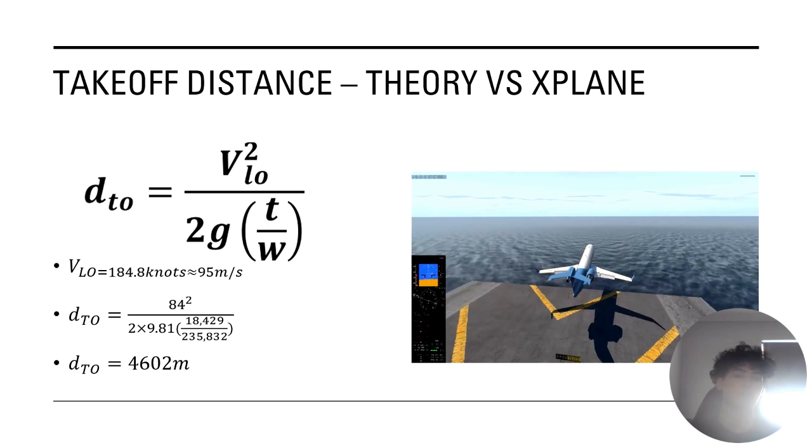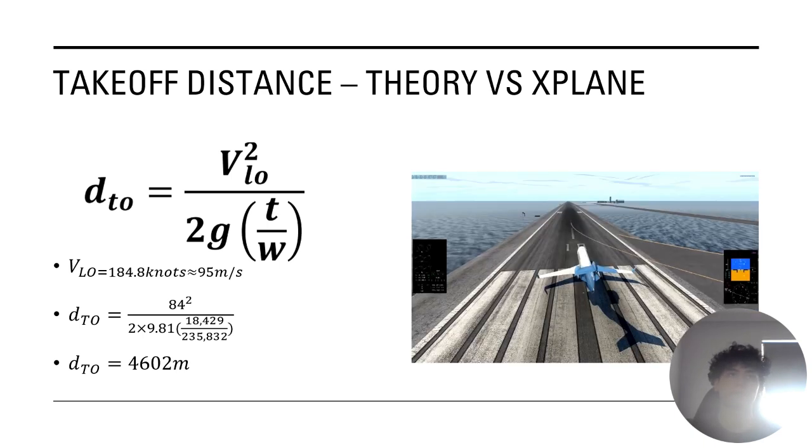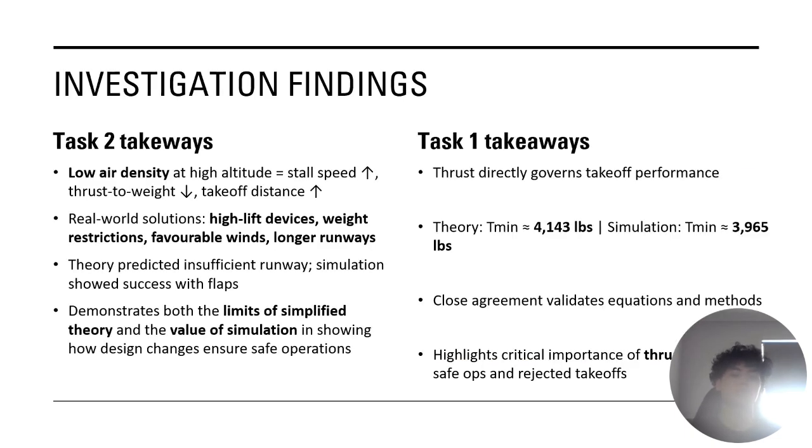At high altitude airports with low air density, the stall speed increases, resulting in the thrust-to-weight ratio decreasing, meaning our takeoff distance increased. In conclusion to task 2, real-world solutions have been implemented which include high lift devices, weight restrictions, favorable winds, and longer runways. This task shows both the limits of simplified theory and the value of simulation in demonstrating how design changes can ensure a safe takeoff and be applied in the aviation industry.